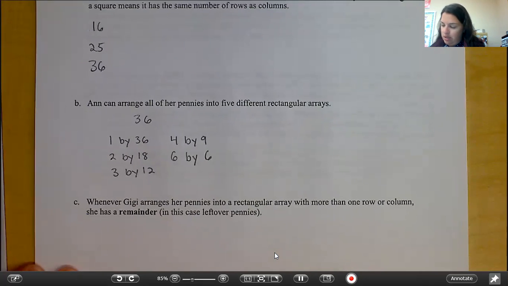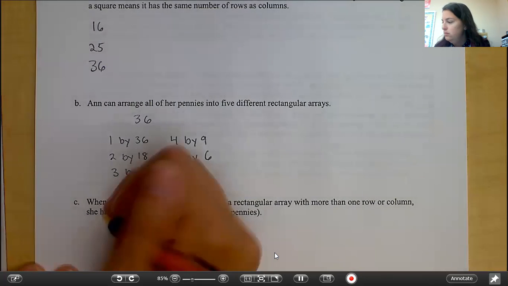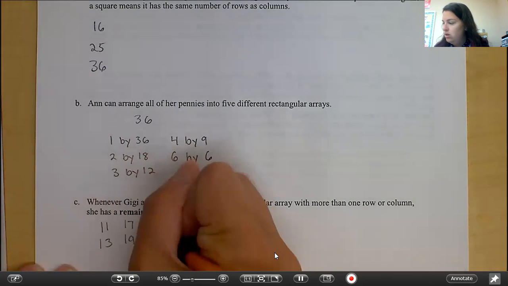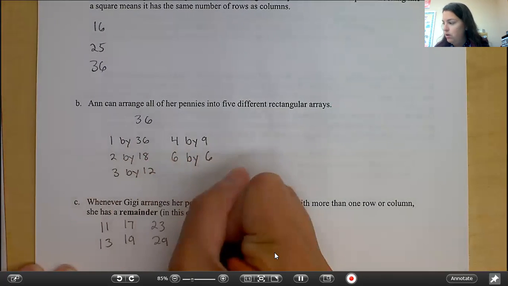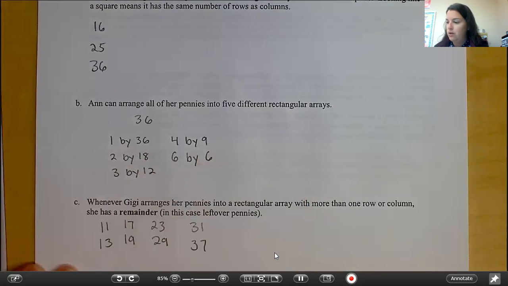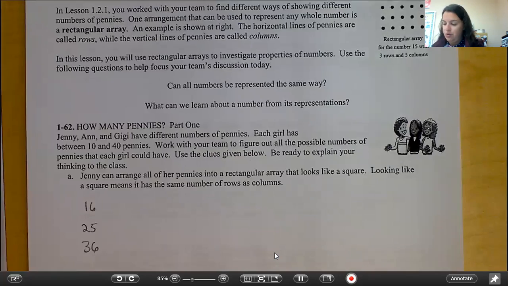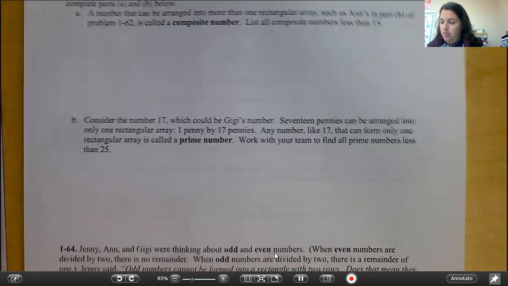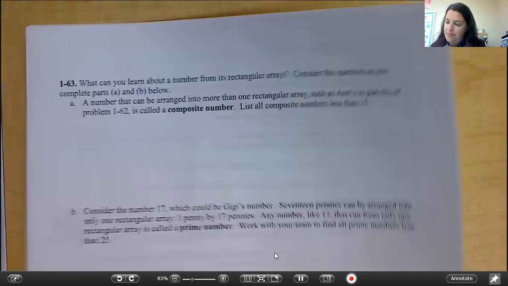Whenever Gigi arranges her pennies into a rectangular array with more than one row or column, she has a remainder. In this case, this is going to be leftover pennies. So which ones would give her a remainder? So 11, 13, 17, 19, 23, 29, 31, or 37. All of those would give her a remainder. And if you weren't sure, you should be sketching those out, okay? That's a great tool. I should be able to see your thought process and see your work.